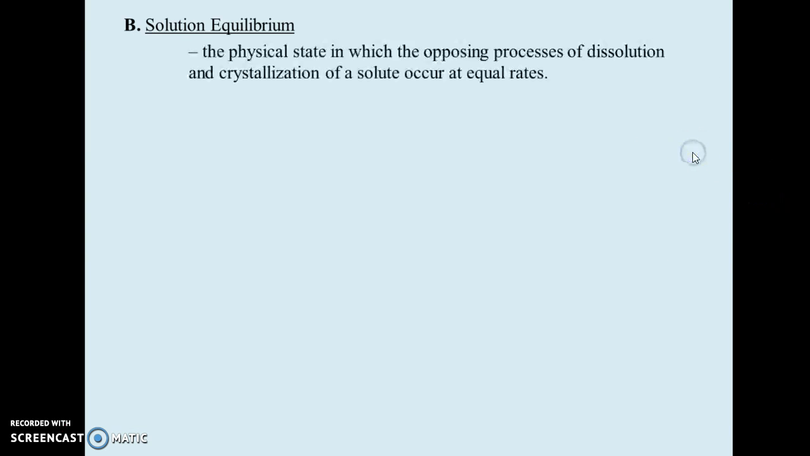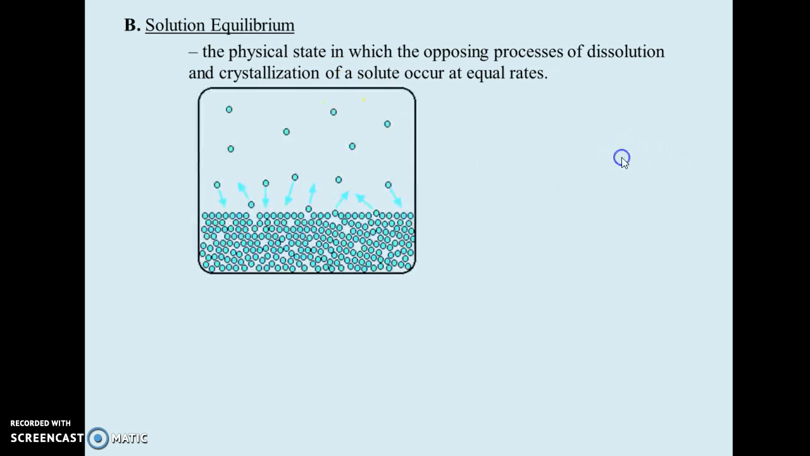Let's talk about solution equilibrium. Now we did a POGO packet on this idea of saturated and unsaturated, so we're just going to get some of this background knowledge in our notes. Equilibrium, again, it means we have a balance. So the physical state in which the opposing processes of dissolution, so dissolving, and crystallization of a solute occur at equal rates. So that's when we have a balance and equilibrium.